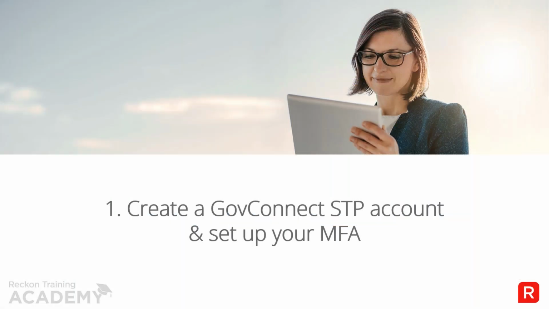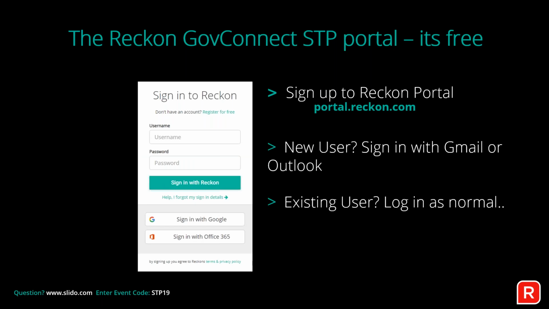So looking at creating the GovConnect STP and your multi-factor authentication. Reckon One users already have a portal account. Reckon Accounts Desktop and Hosted may not. So go to portal.reckon.com and click on register for free to create your ID. There's no cost involved. You can use your own email address, or you can use a Gmail account or a Microsoft Office Outlook account.